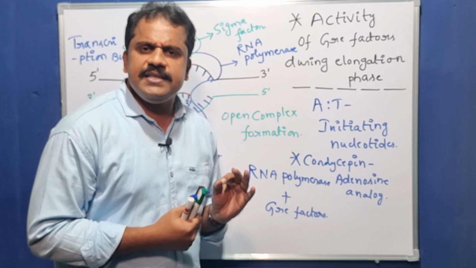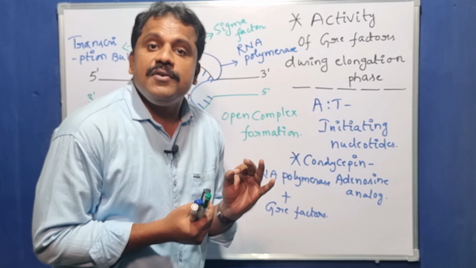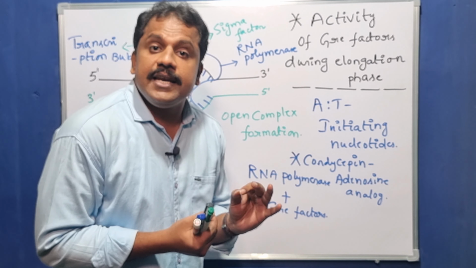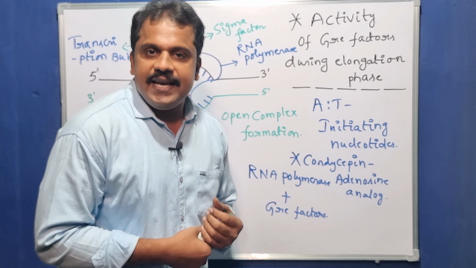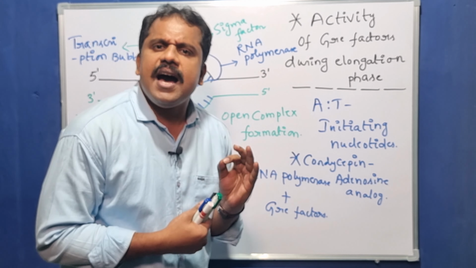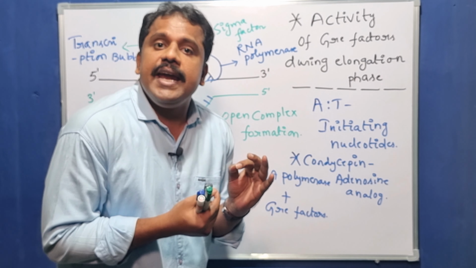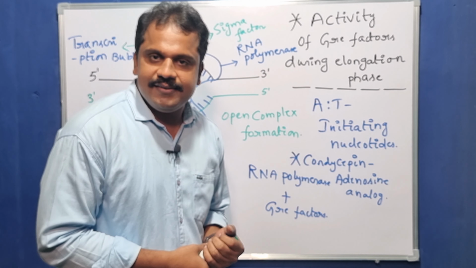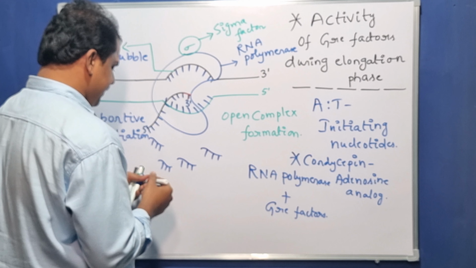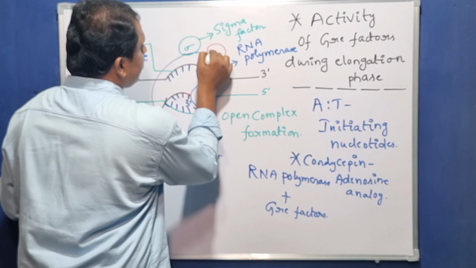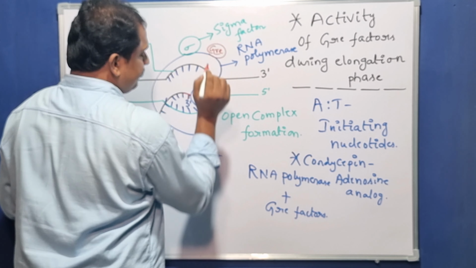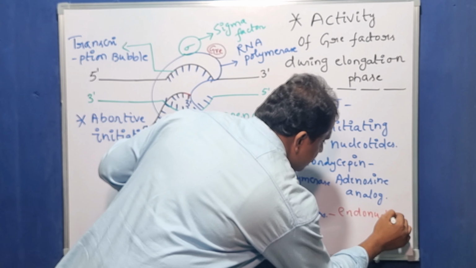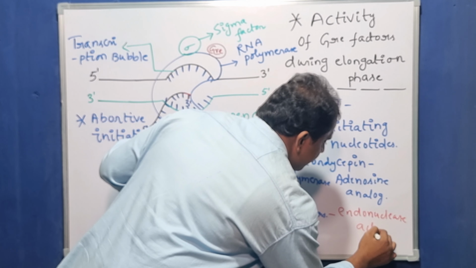So here the specific GRE factors possess endonuclease activity. So once the RNA polymerase enzyme remains in association with GRE factor, the RNA polymerase enzyme acquires the endonuclease activity in order to cleave the misincorporated nucleotide. Is it clear? So let me write it here. What it is? GRE factor. So it possesses endonuclease activity.